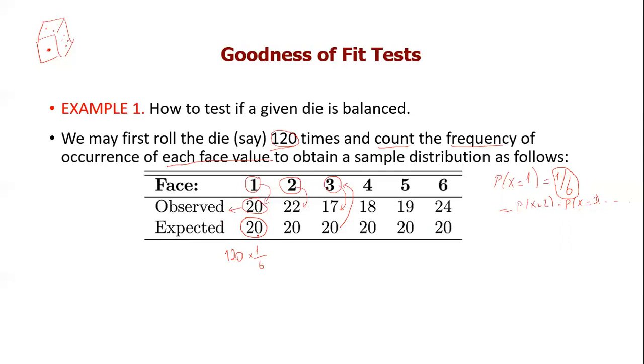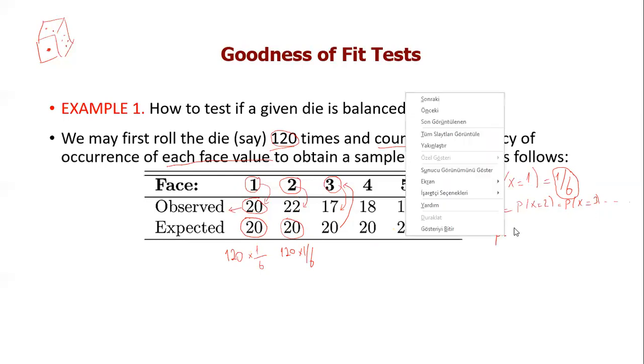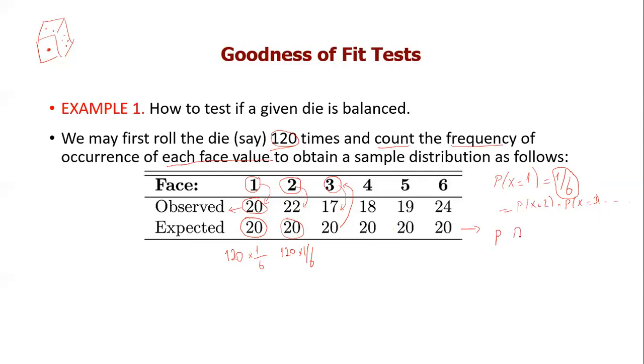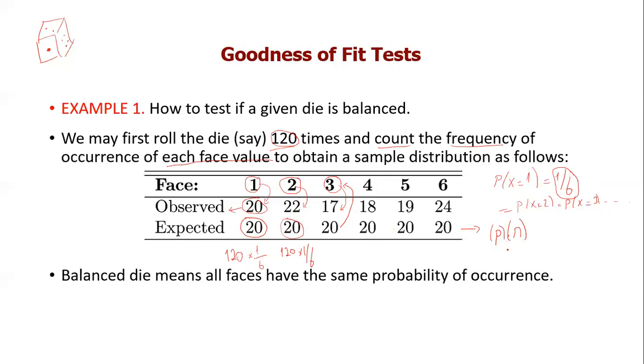So what you expect is to see on average 20 ones, and similarly, just look here, 120 times 1 over 6, you expect to observe 20 twos, okay, and so on and so forth. So this is how to calculate the expected frequencies, okay? That's the probability times the number of observations that you have, right? P times N. Don't forget this because we will use it later in the other questions as well.